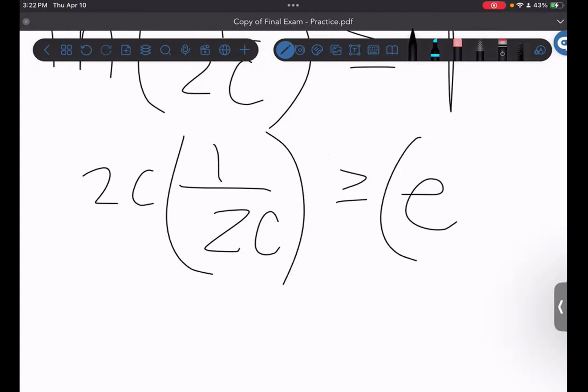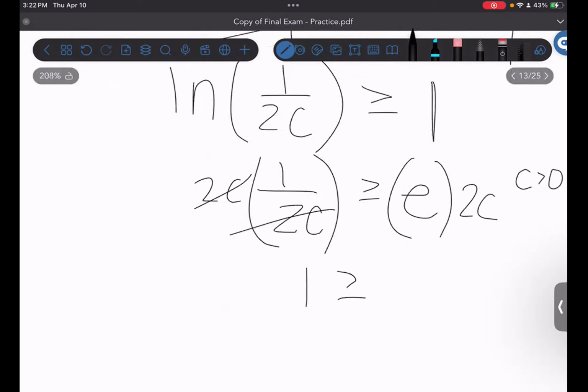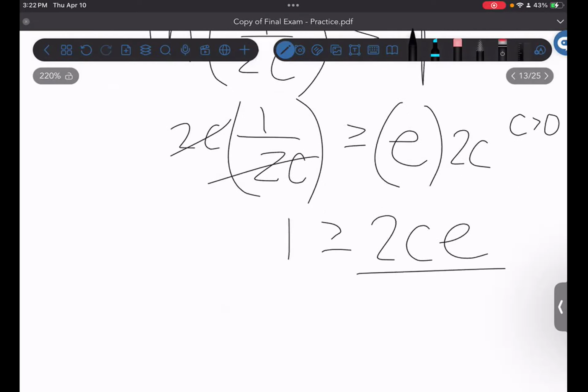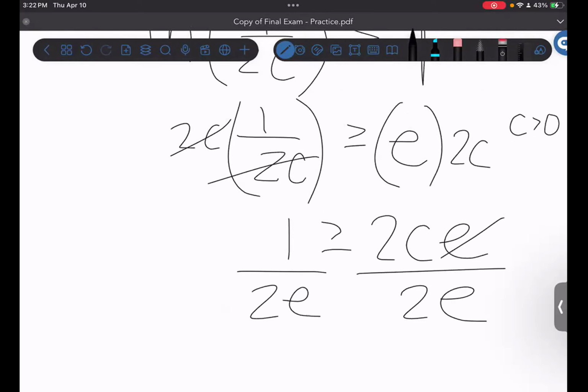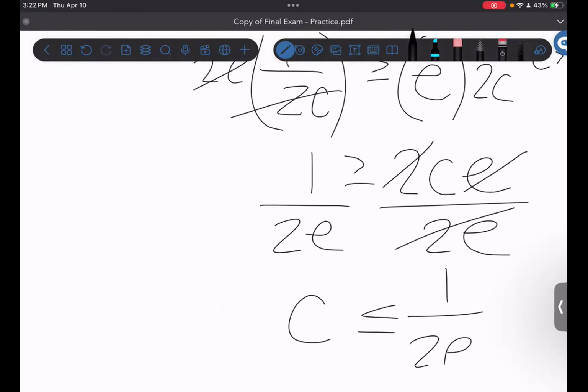So I'm going to multiply both sides by 2c. And again, I can do this since c is greater than 0. It cancels out. So 1 is greater than or equal to 2ce. We're solving for c. I'm going to divide both sides by 2e. And I get that c is less than or equal to 1 over 2e.